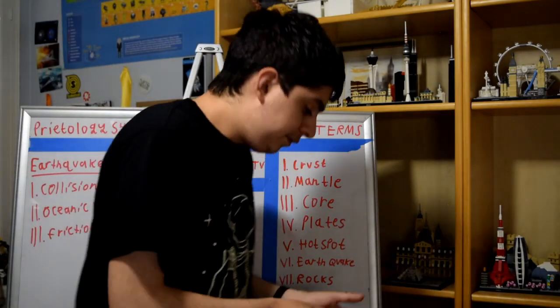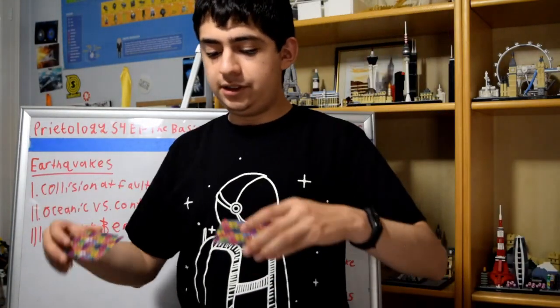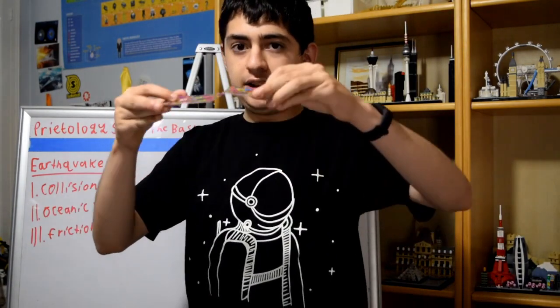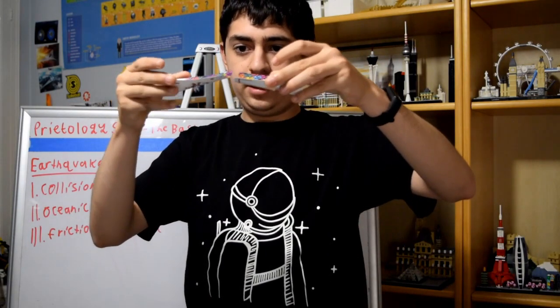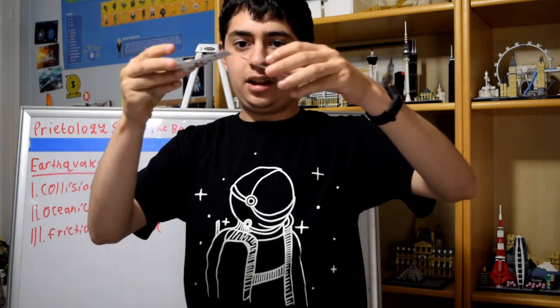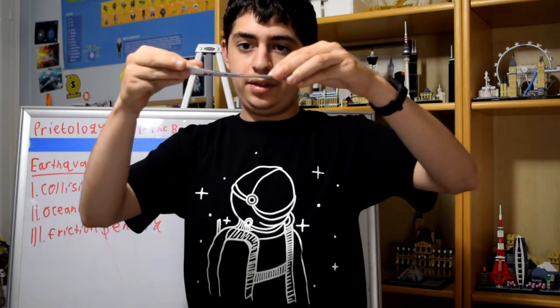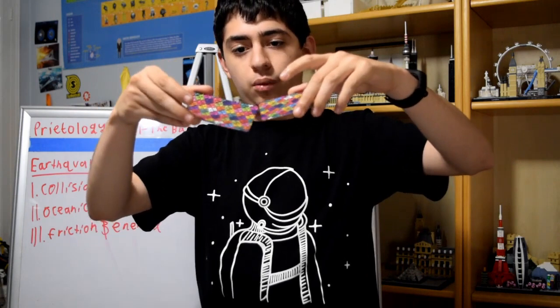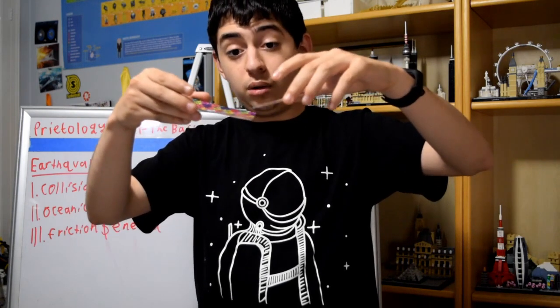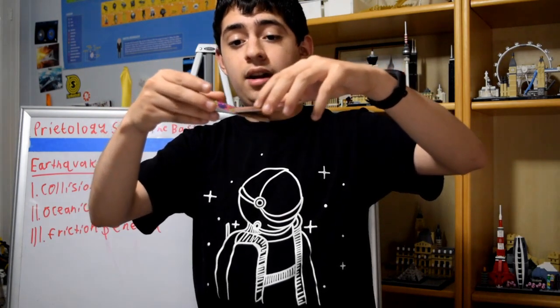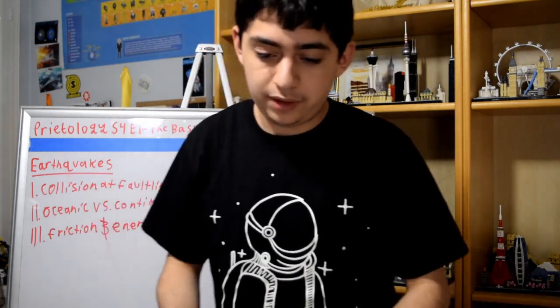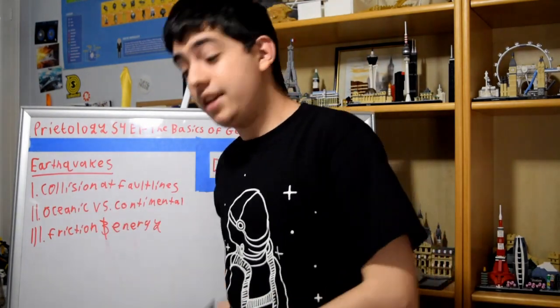Hold on. I have two playing cards, so say these are our plates. They're coming towards each other, and it's a bit hard to tell, but I'll go like this so you can see it. When plates collide like this, this is our continental, this is our oceanic. The oceanic will be going under, and the continental will just slide on top of it like that.